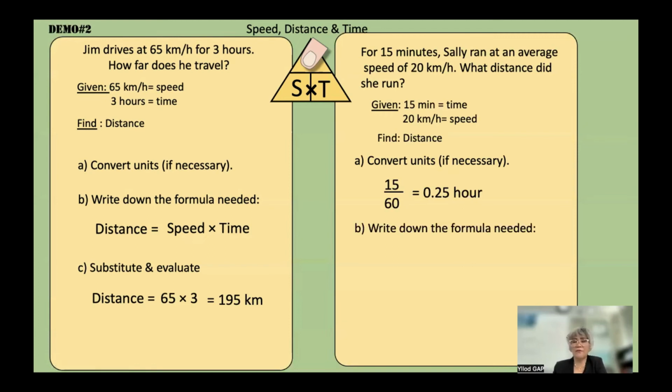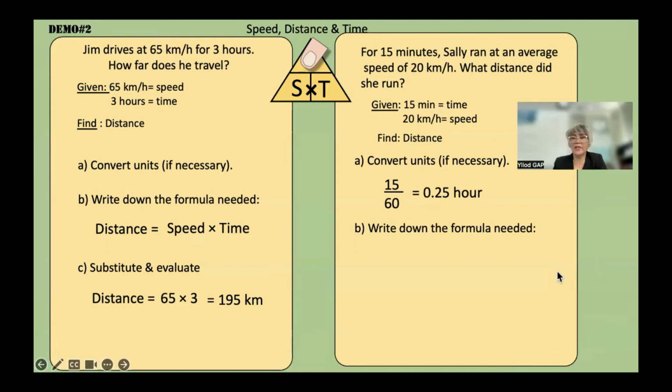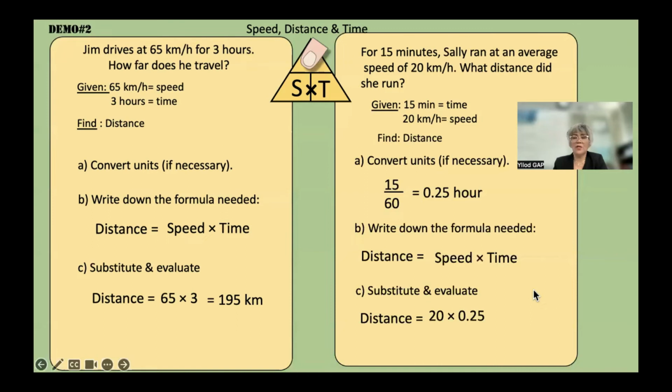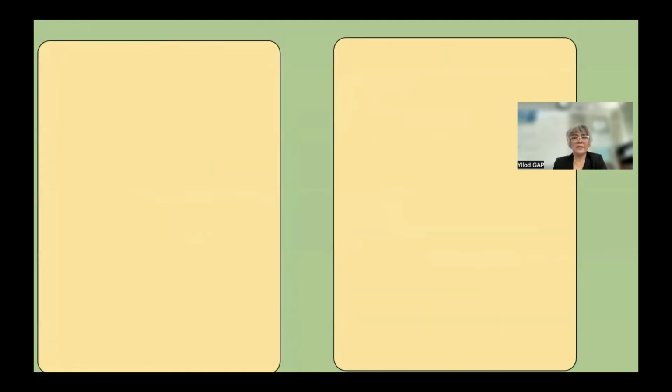Okay, write down the formula. And then you're now ready again to write down and substitute and evaluate. So we have 20 times 0.25, that is 5 kilometers. All right, so 5 kilometers in 15 minutes. Okay, demo number 3.